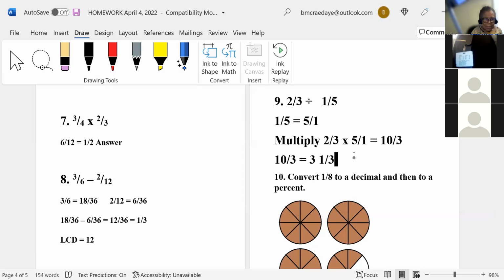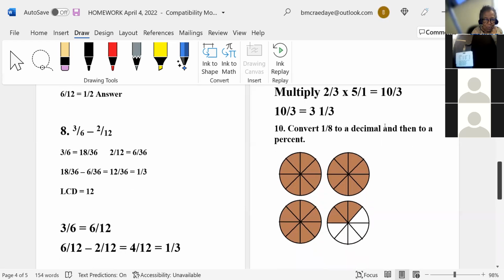Very good, Maureen. Now let's go to number 10. I gave you some symbols here. And I want you to.